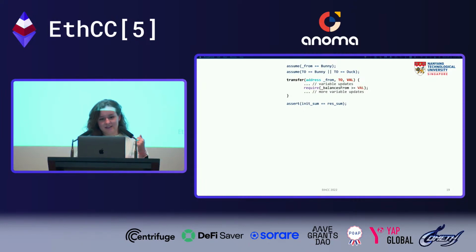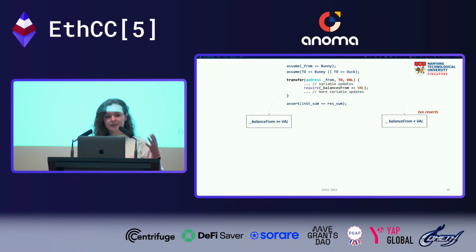So since it can be any unsigned integer, when we symbolically execute the program, we record some variable updates. But then, once we reach the required statement, we know that both of the cases are feasible. So either the required statement is true and the execution of the function continues, or it is false and the transaction reverts. So then, if it didn't revert, then we continue updating some variables. We record that information in the symbolic execution tool state as well. And then we also need to check the assert.